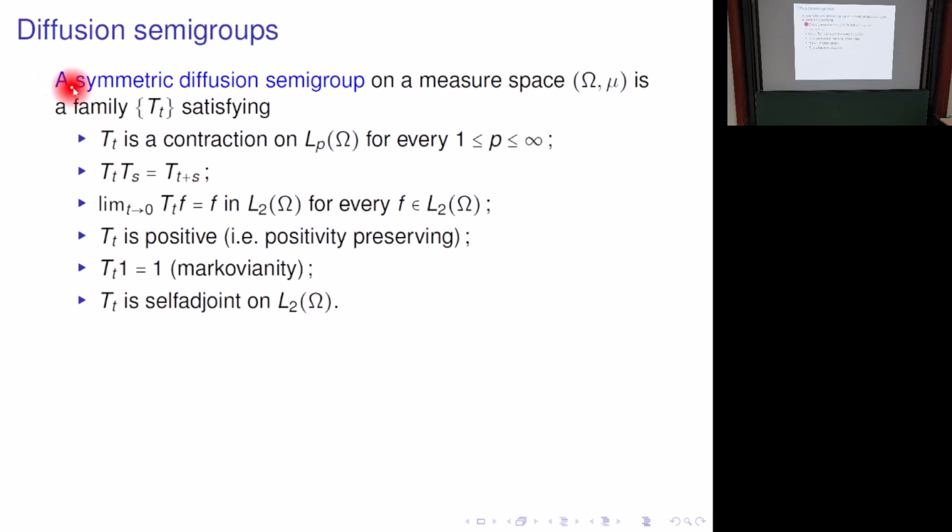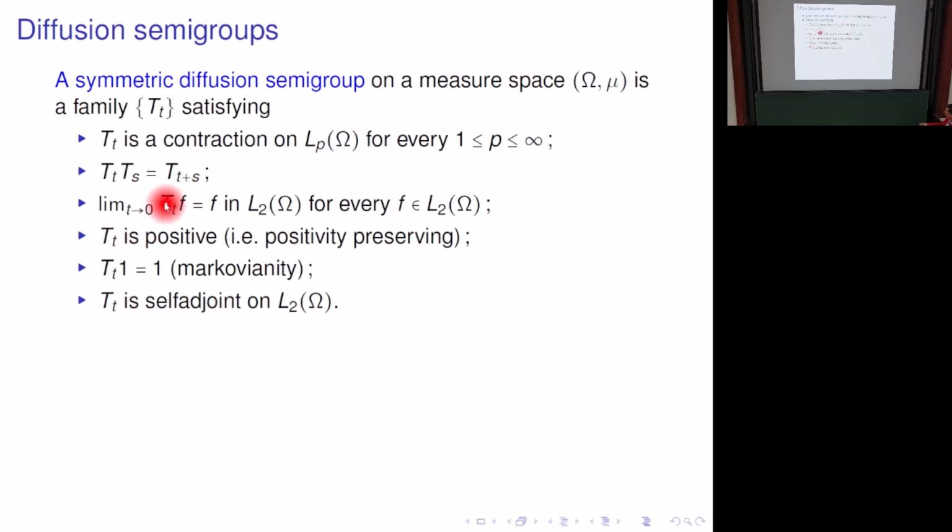the so-called symmetric diffusion semigroup introduced by Stein. So this is a semigroup on a measure space Omega satisfying the following conditions. So T_t is a contraction on L^p for every p between 1 and infinity. So here by contraction I mean a linear operator of norm less than or equal to 1.